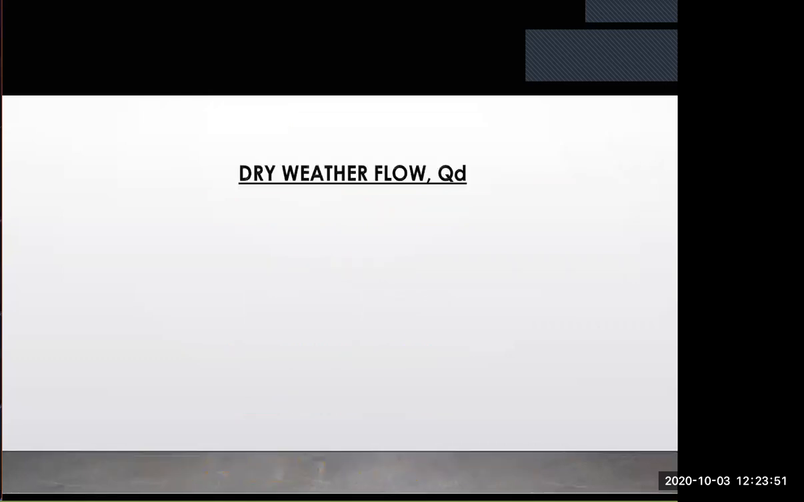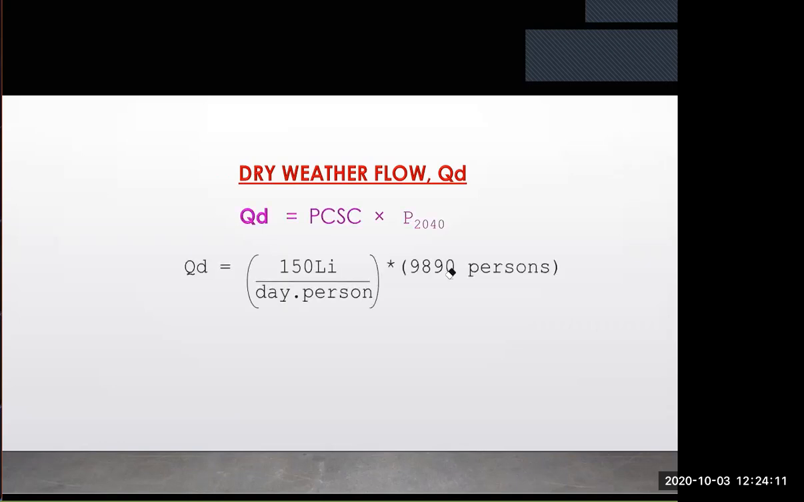And then, for your dry weather flow, please remember the number of persons a while ago. For your dry weather flow, you are given the per capita contribution, which is 150 liters per person. And then, oops, please change this, class, I'm sorry, it should be 2035. I'll correct it when I give you the copy. So this should be 2035.